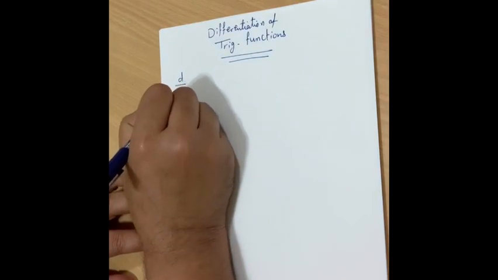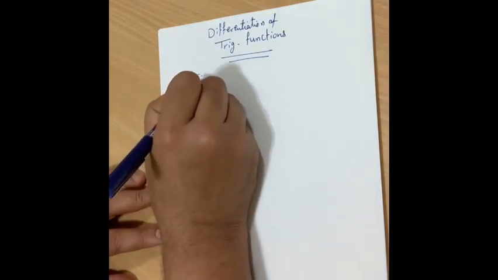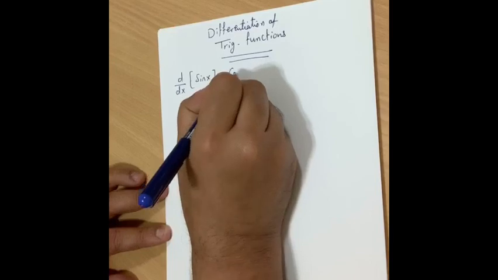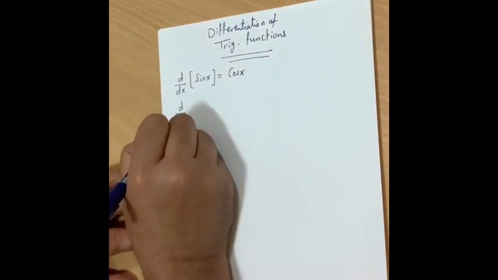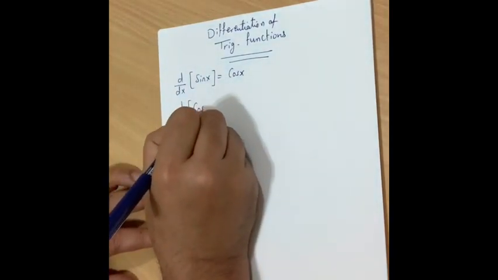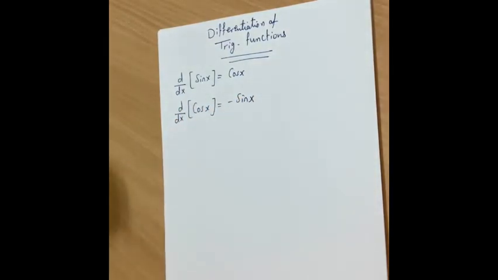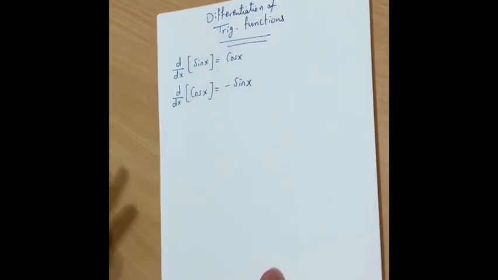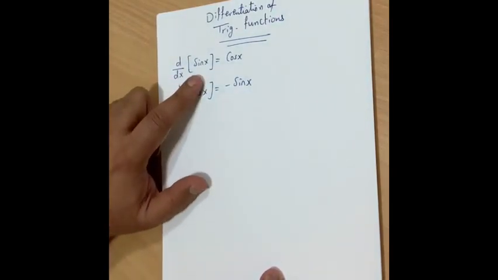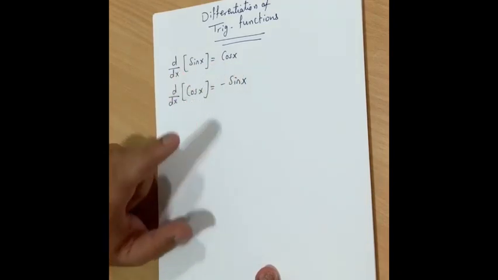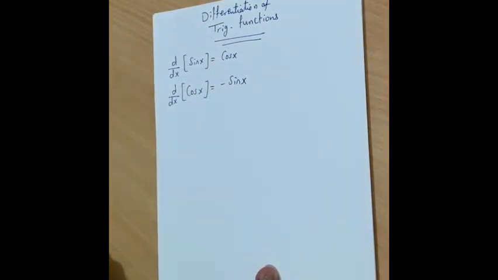First rule that we have is d by dx of sine x is equal to cosine x, and d by dx of cosine x is negative sine x. Inshallah subhanahu wa ta'ala, in the next topic we're going to talk about the other four ratios, which are tan, cot, cosec and sec. So today inshallah we're going to work only in these two functions, sine and cosine. So derivative of sine is cosine and derivative of cosine is negative sine.